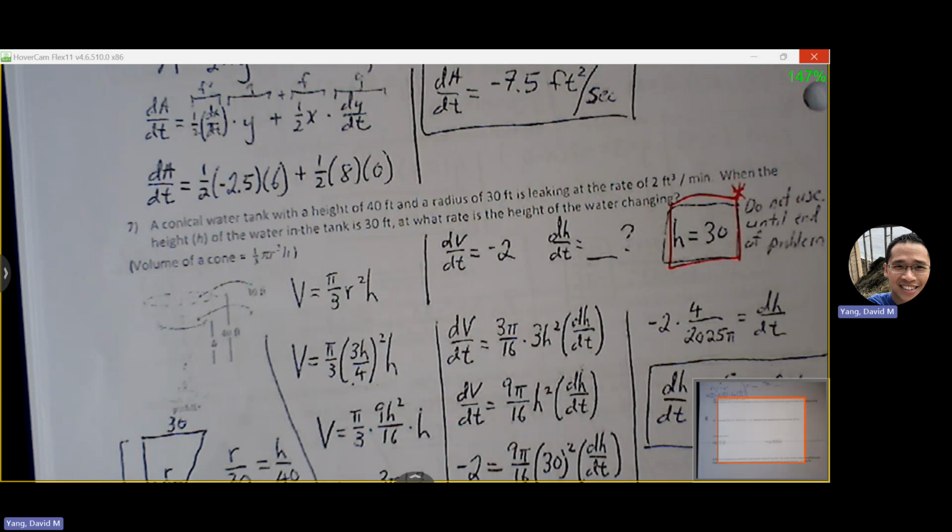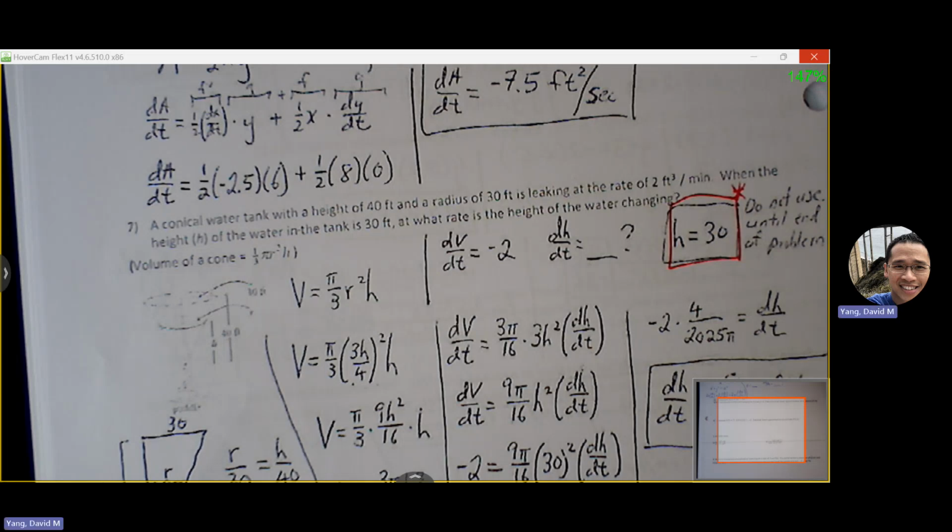There's always a number that we have to make sure we don't use too early, and that number is 30. This is the height of the water level, which we don't want to use because the water level is not always staying that value. So we have to hold off on using that value until the very end, until we build our derivative. So we're not going to insert that 30 in for H. We have to hold on to our variable a little bit longer.